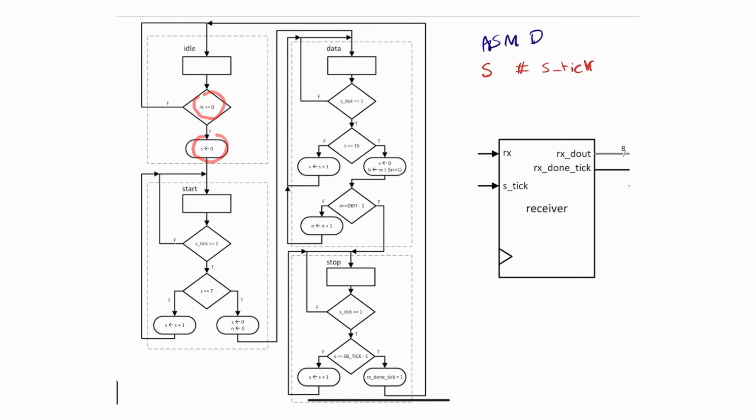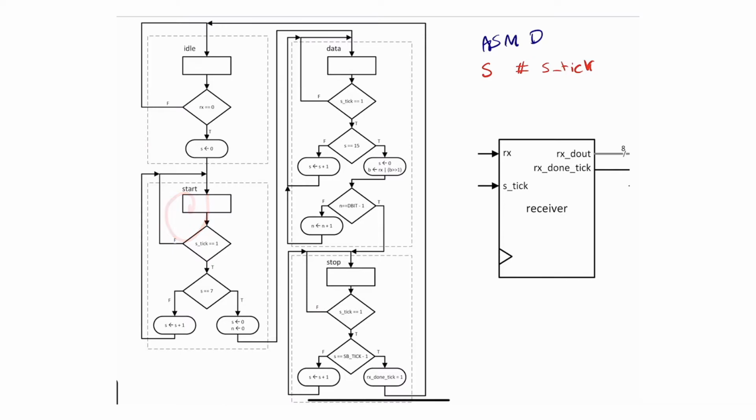Okay, the value of S will be 0, and then you're going to move to the next state. The next state is the start state, which just tries to figure out the middle of the start bit. So how does it detect the middle of the start bit? It goes in here and asks, is S tick equals 1? Remember, the S tick is generated by the baud rate generator over there. That's the timer that is ticking. And as long as it's false, it just stays in it.